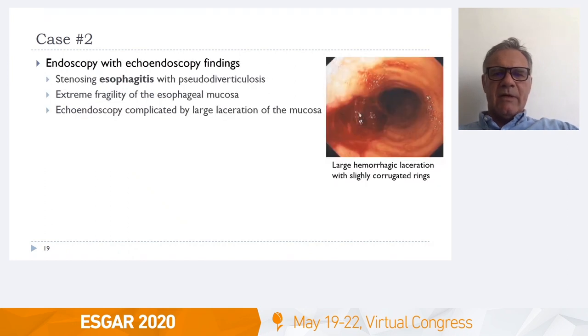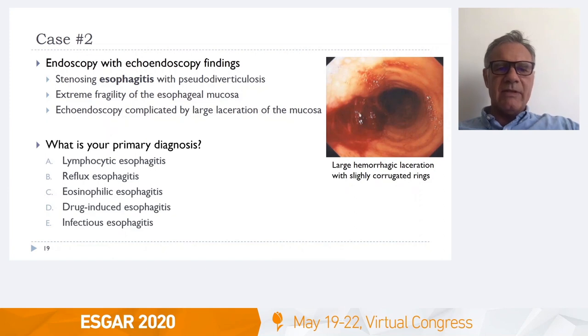Okay, so here are the endoscopy findings. At endoscopy, the gastroenterologist identified stenosing esophagitis with pseudodiverticulosis. He also noticed the fragility of the esophageal mucosa with a tendency to bleed. And when the gastroenterologist decided to perform a dilation, a complication occurred, and there was a large laceration of the mucosa with huge bleeding in the esophagus. So he removed the endoscope and tried to coagulate the bleeding.